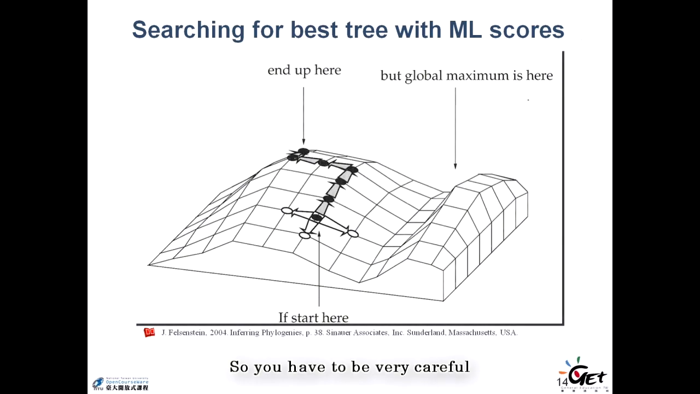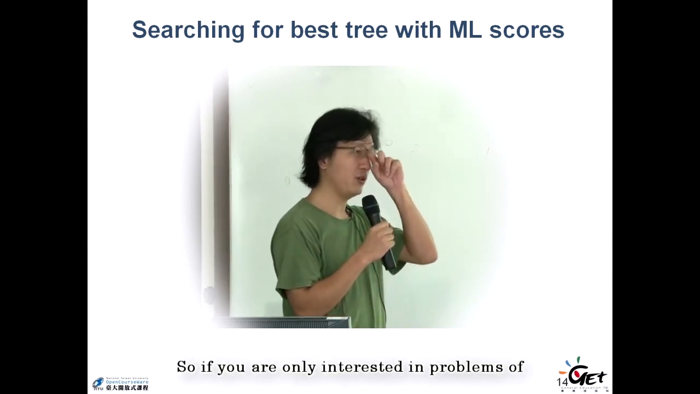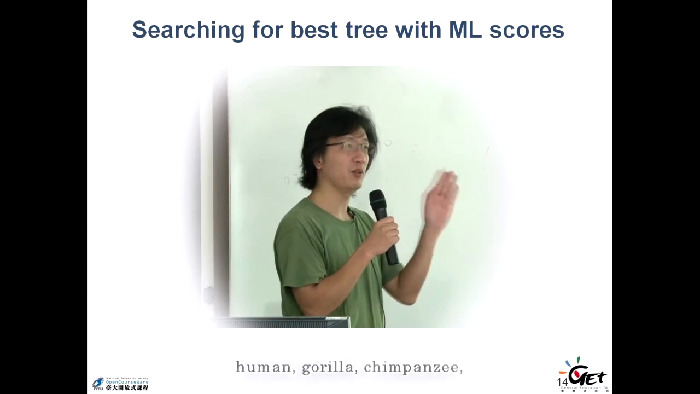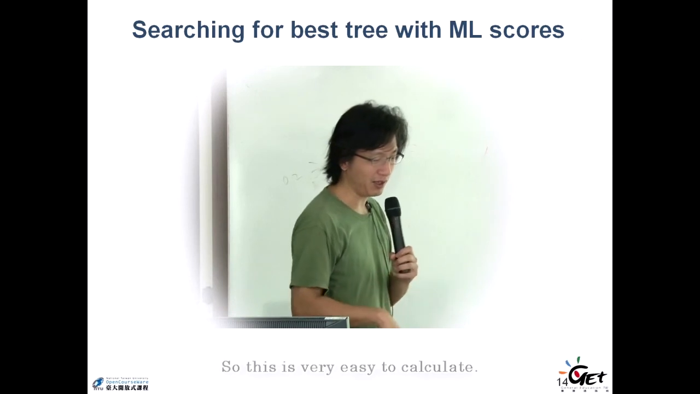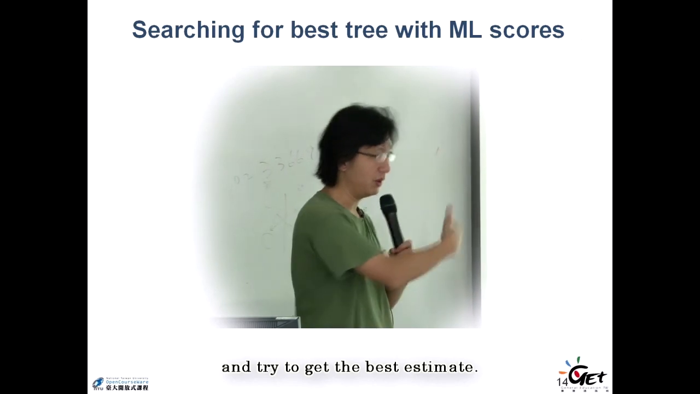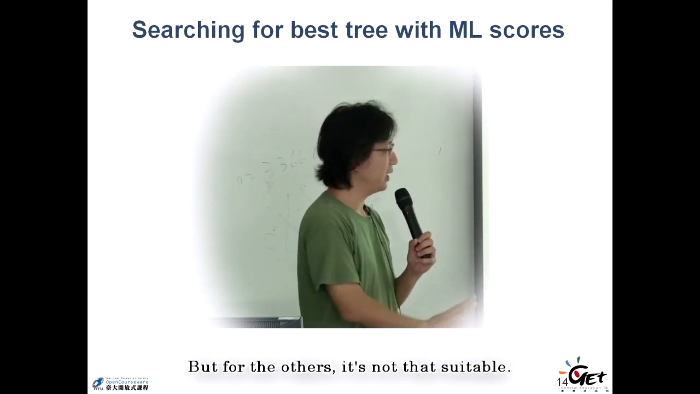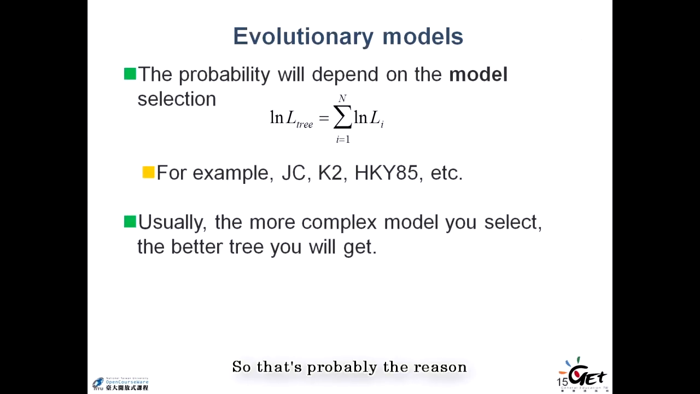So you have to be very careful with maximum likelihood anyway. For some problems it's possible to do that because it seems to be a good method to estimate. If you are only interested in the problem of human, gorilla, chimpanzee, there are only 4 taxa, right? So it's very easy to calculate. You can add up a lot of sequences and try to get the best estimates. But for the others, it's not that suitable. That's probably the reason why Bayesian inference has been getting popular for the past 10 years.